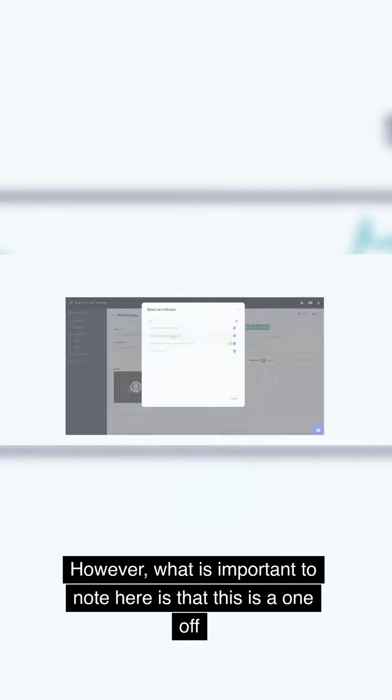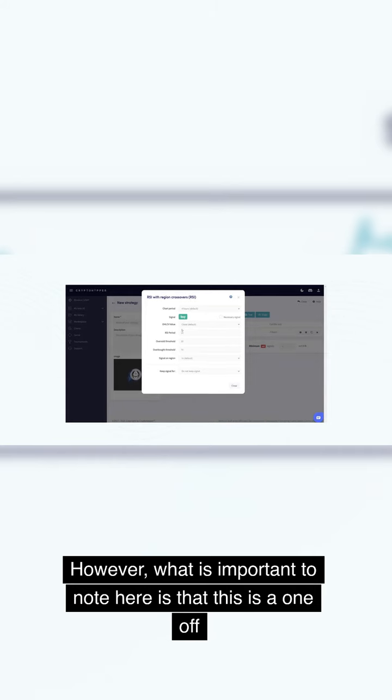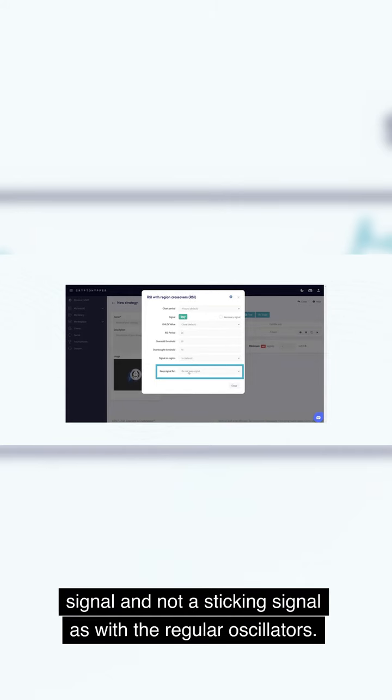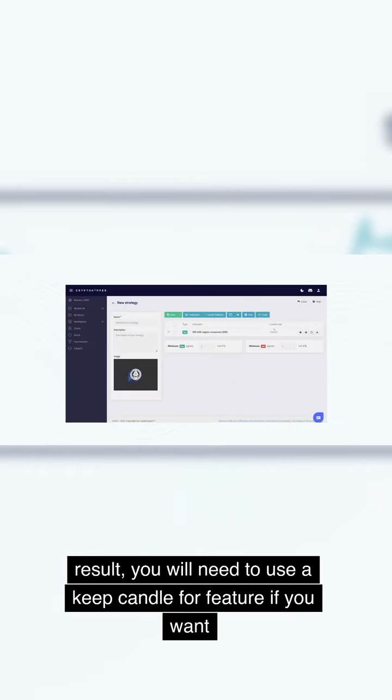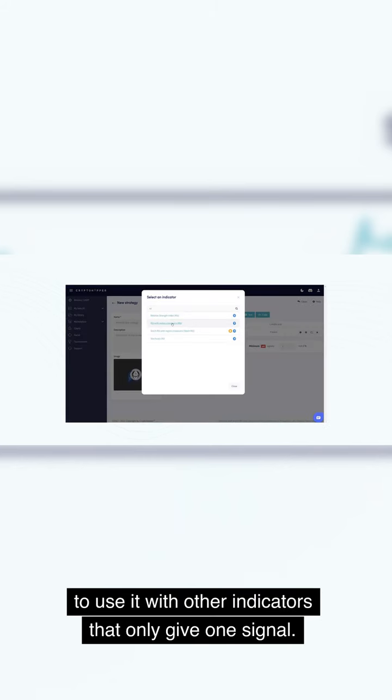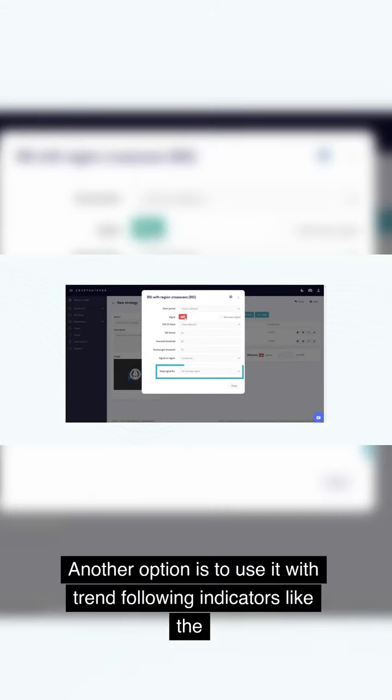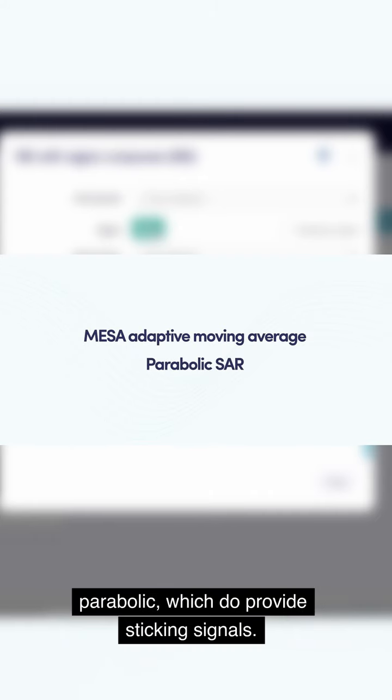a strong trend. However, what is important to note here is that this is a one-off signal and not a sticking signal as with the regular oscillators. Therefore, you'll only get one signal at the crossover point. As a result, you will need to use the keep candle 4 feature if you want to use it with other indicators that only give one signal. Another option is to use it with trend following indicators like the MESA or parabolic SAR, which do provide sticking signals.